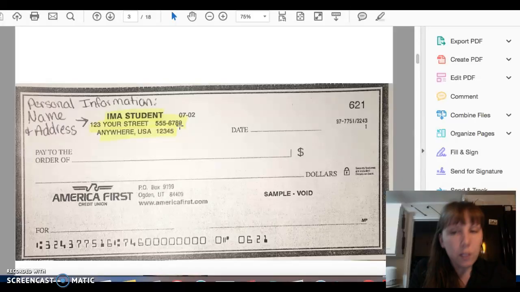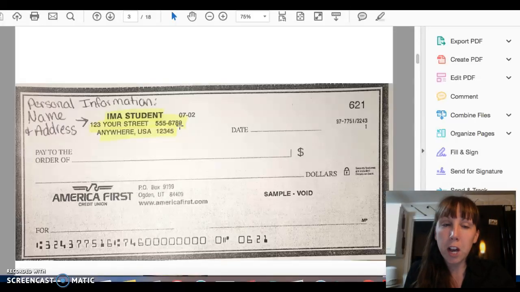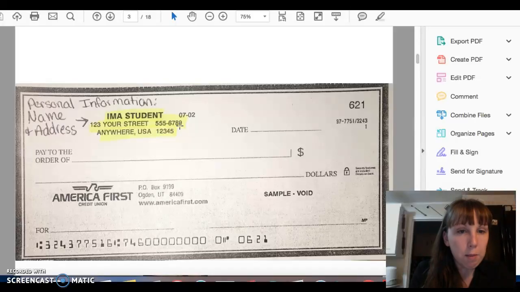So obviously this is a fake account. It would be kind of unprofessional to use my own, and that's not information that I want everyone having. So "I'm a student" would be where your name would be, and then would be your address and your phone number.